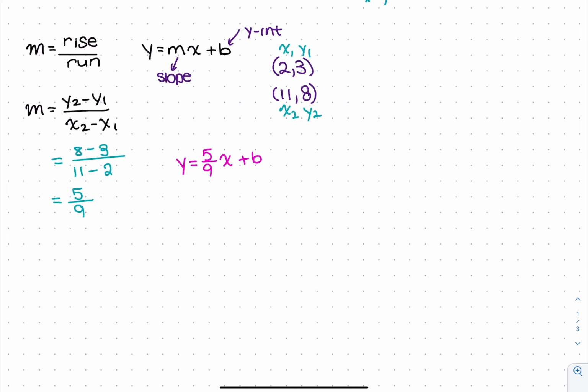Our 3 is y, so we'll put 3 there. We keep our 5 over 9, that's our slope. Then we put 2 plus b. As you can see, we now only have one unknown. So now we can solve and get b by itself. First thing we'll do, multiply 5 over 9 times 2, which gives us 10 over 9.